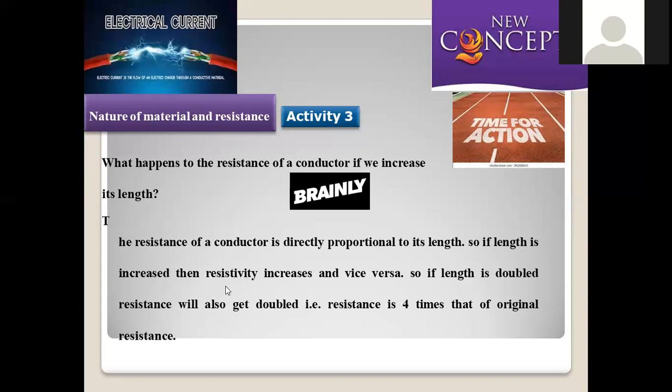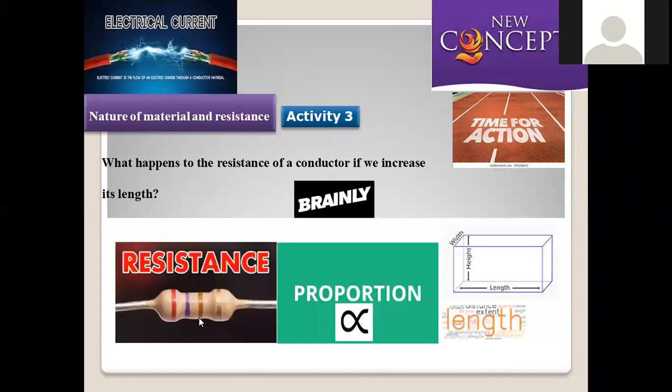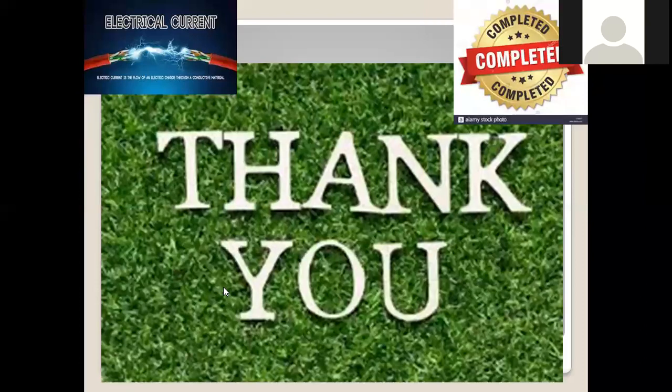As the length increases, its opposing tendency to the flow of current also increases, and the vice versa applies too. So if the length is doubled, the resistance will become 4 times, because of direct proportionality. As the length increases, the resistance of the material also increases. That is given in this diagrammatic form. As resistance is directly proportional to length, if you double the length of the material, the resistance will increase 4 times.